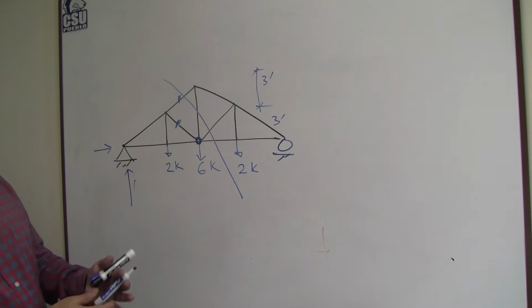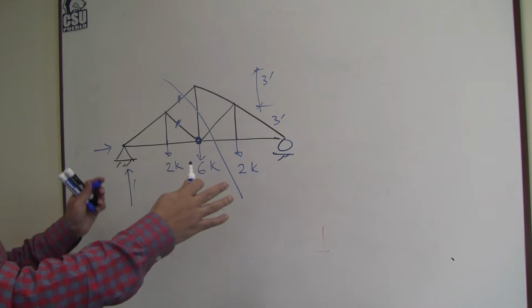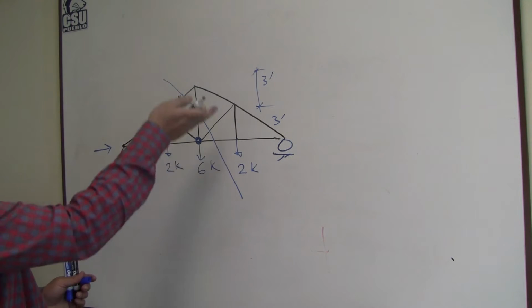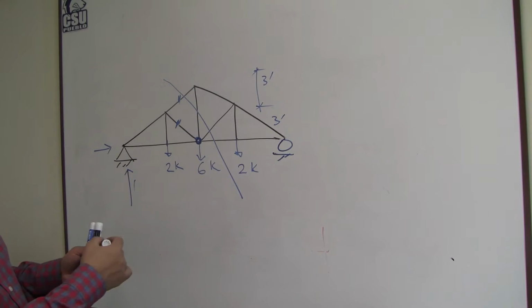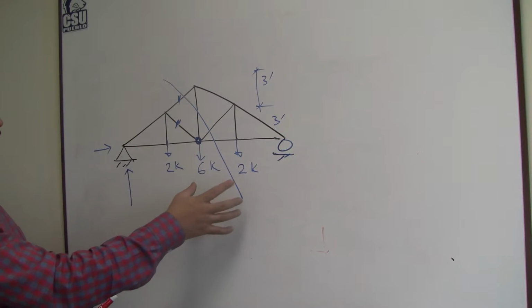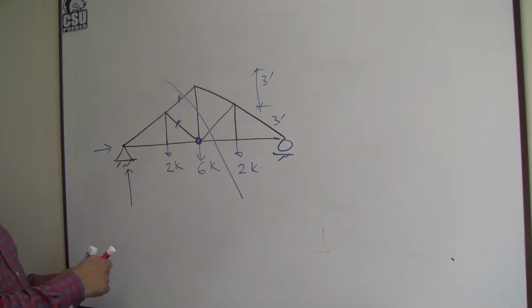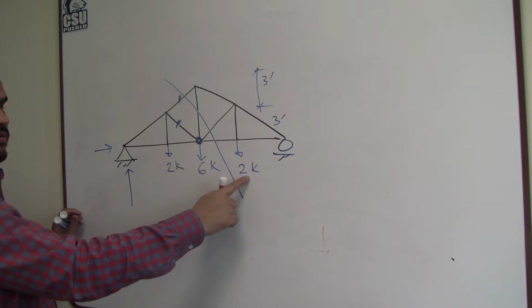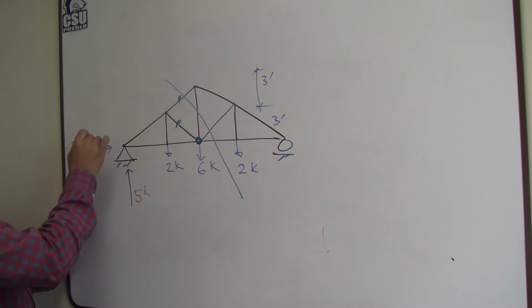Without any calculation, we can find the reaction. This truss is symmetric. This way, the load is also symmetric. So if it is symmetric, 50% of the load will go this way, 50% here. So 2, 6, 2, 10. Here I will get 5. No horizontal force, so I will get 0.